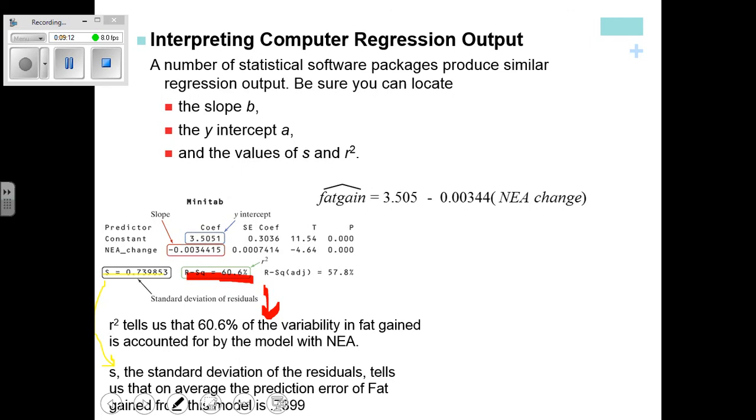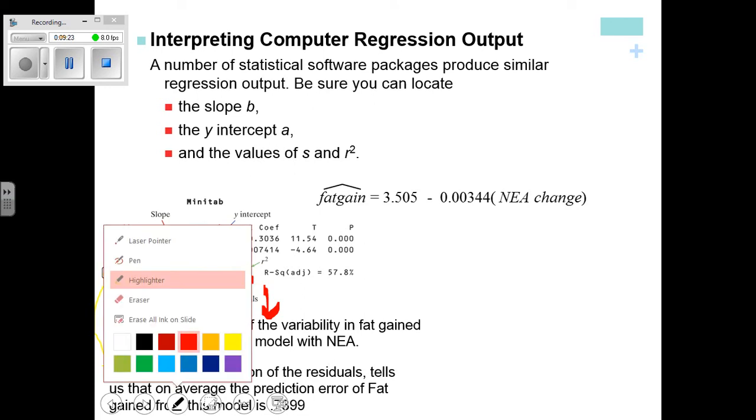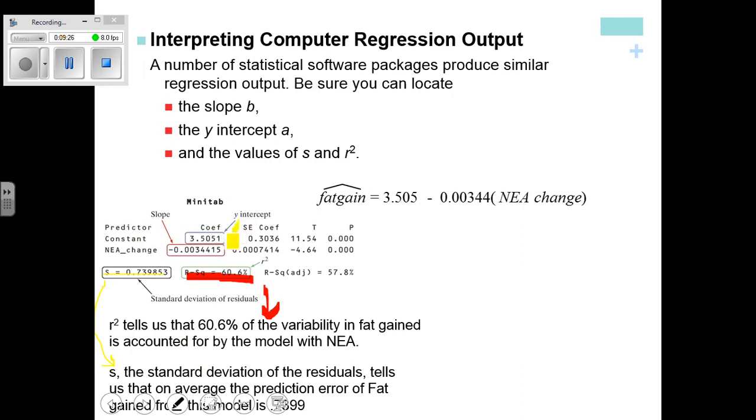As well, you can get your whole regression line right here, fat gain hat equals 3.505, so that's our y-intercept. Our y-intercept is going to be found right here, which is under coefficient and next to constant, because it's the coefficient of the constant, which means it is the constant, minus 0.00344. That's our slope under coefficient and next to the x value, NEA. And make sure when you write out this regression equation, you put it in context like we've done here.